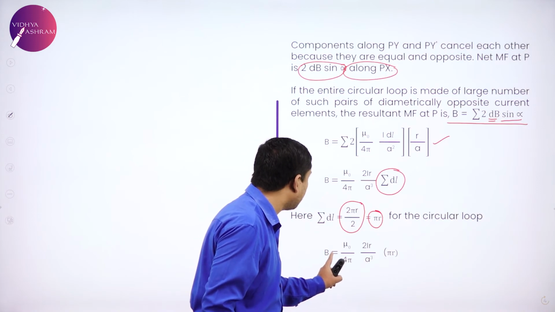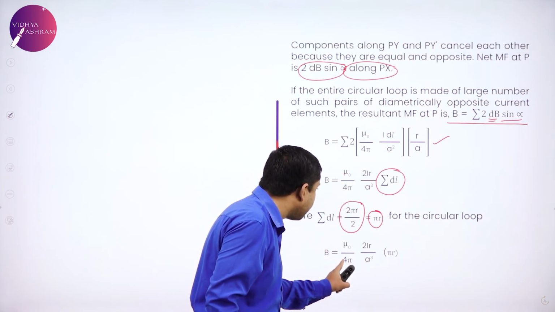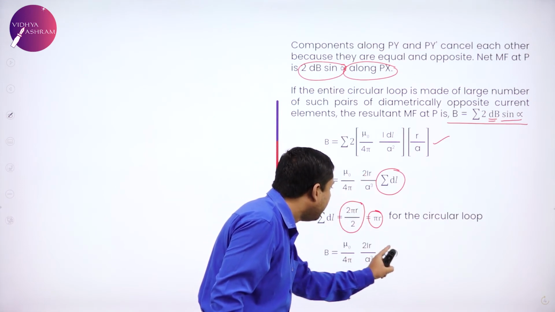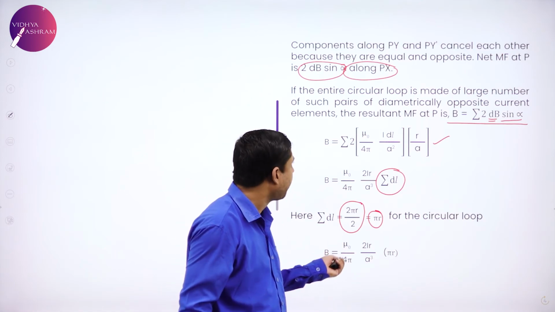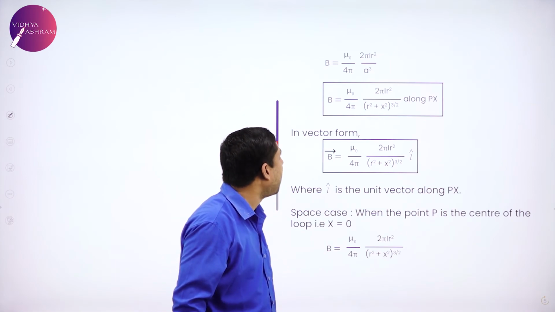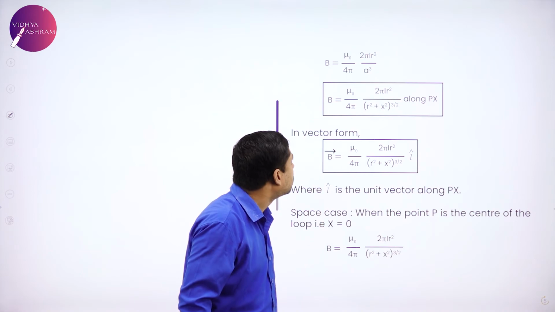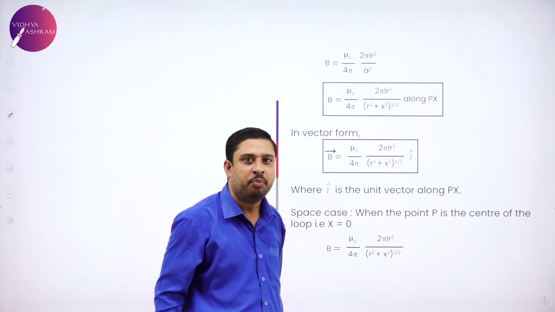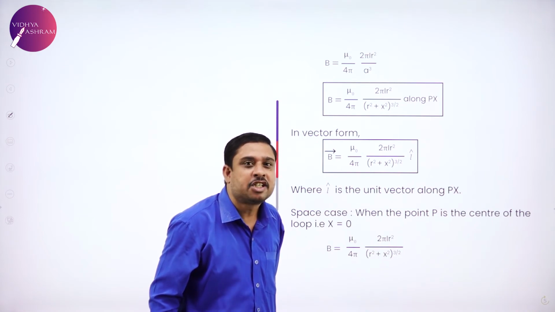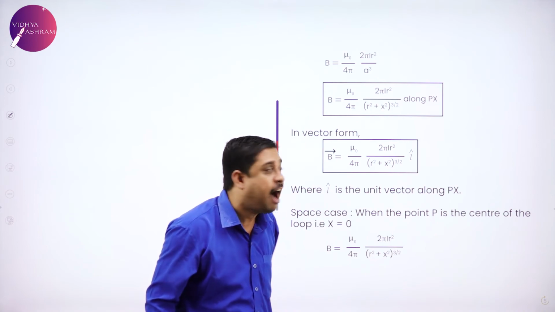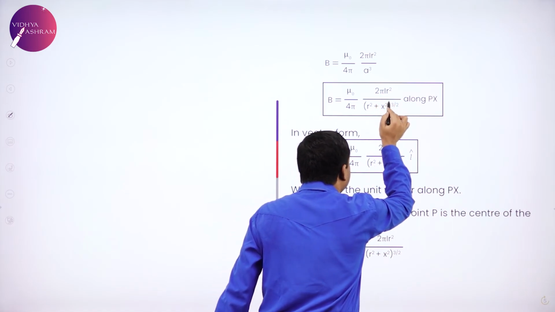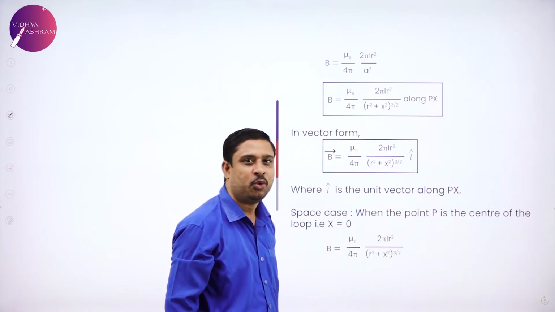Therefore, B becomes equal to mu naught by 4 pi, 2 I r divided by A cube into pi r, or B equals mu naught by 4 pi, 2 pi I r square divided by A cube. But we know the value of A, initially calculated: r square plus x square to the power half. There is a cube here. So you have r square plus x square to the power of 3 by 2.